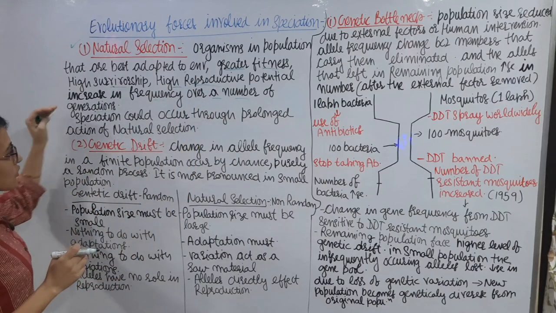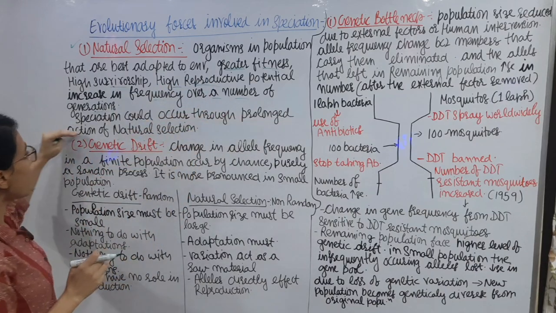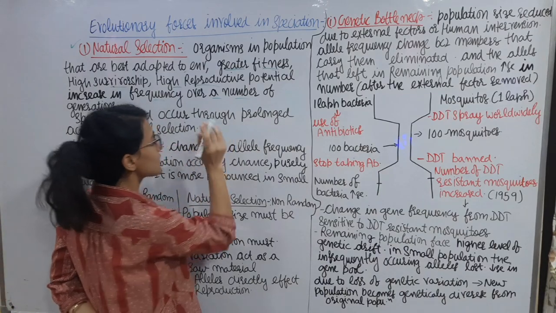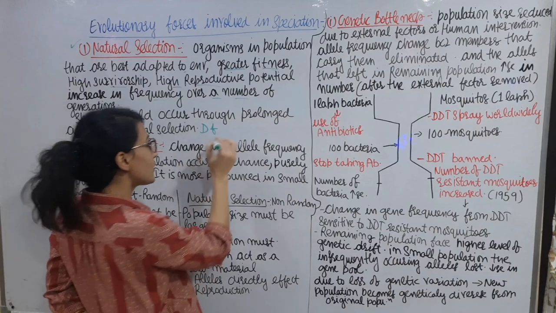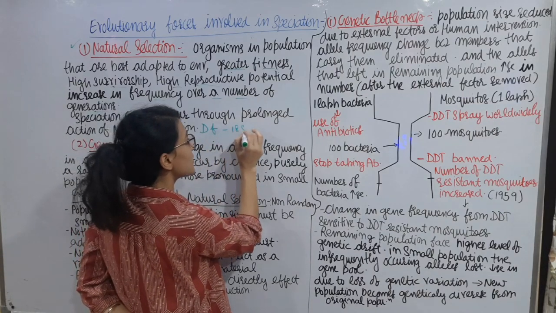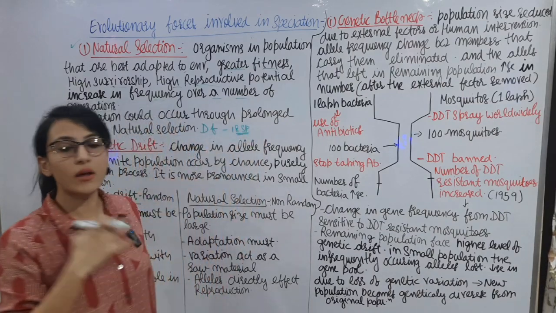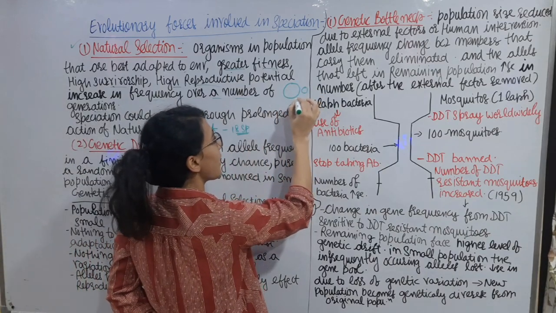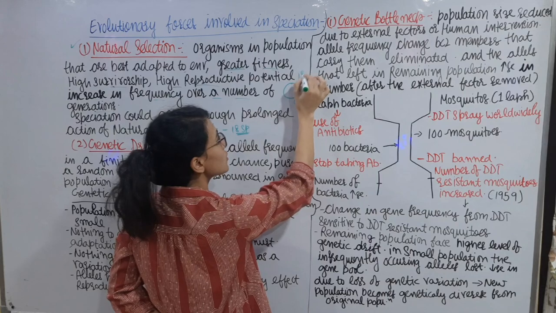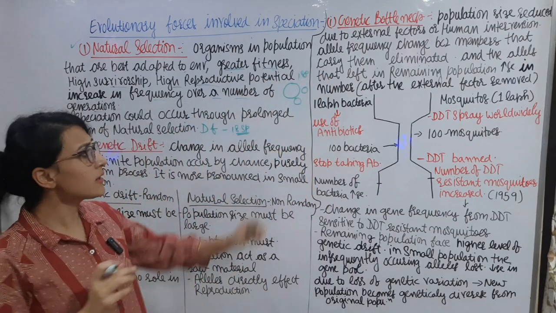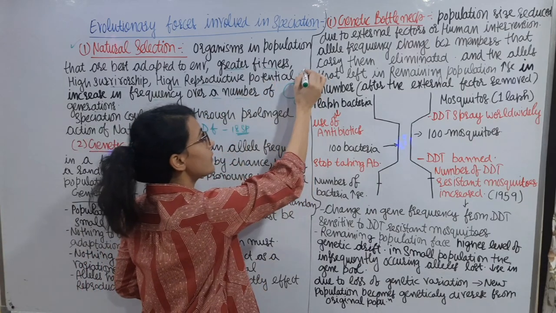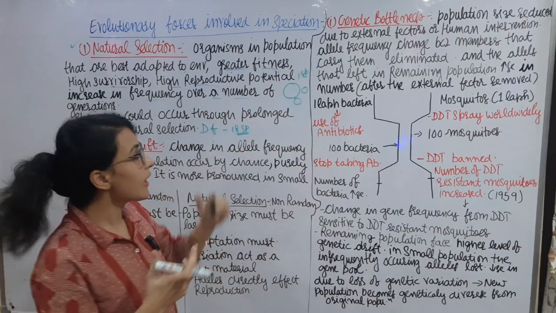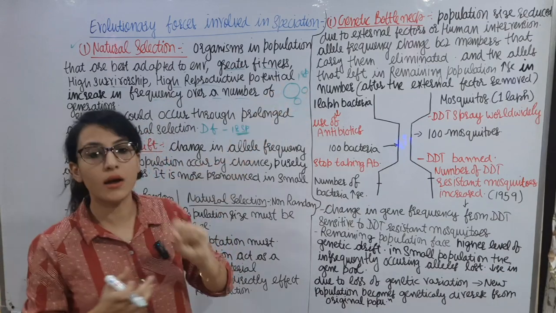So here, speciation could occur through the prolonged action of natural selection, as in the case of Darwin's finches on the Galapagos Islands. Now there are 18 different species of Darwin's finches that developed on the Galapagos Islands. But initially, when they moved to the Galapagos Islands, there was only one species of Darwin's finches. But as we know, a population always has some sort of variation. So this variation helps in the formation of different species of Darwin's finches.